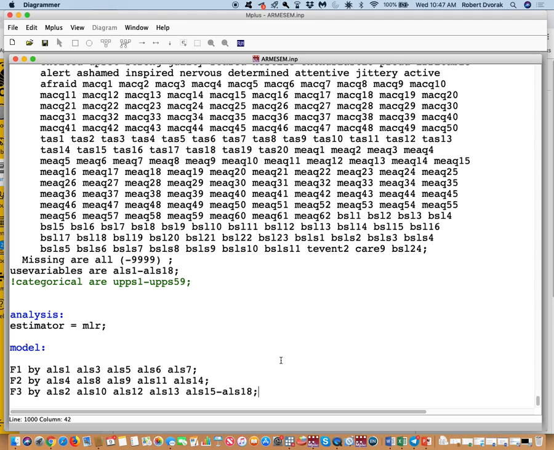What else do we need to add? Do we need to add the correlations between F1, F2, F3, F1, F3? No, actually, Mplus will add those for you. As long as they're exogenous variables, Mplus will add them for you. If these were mediator variables, you would have to go and add those in, right?